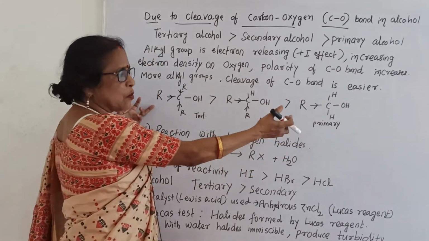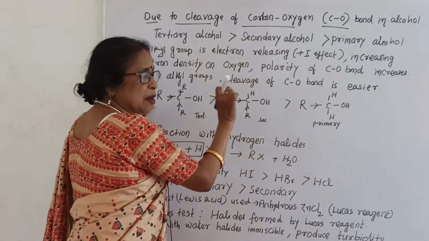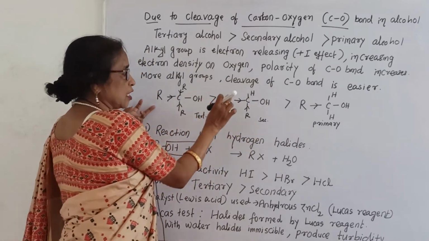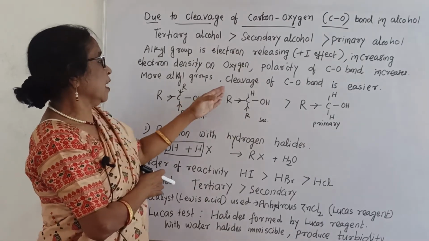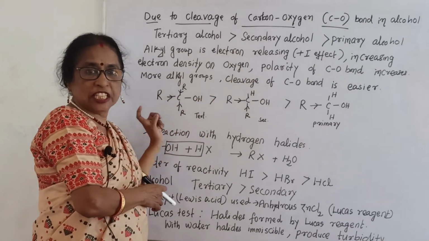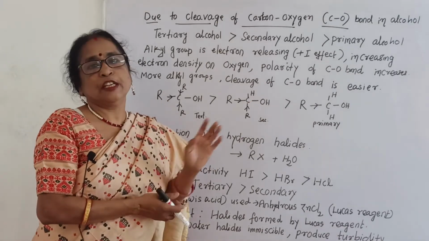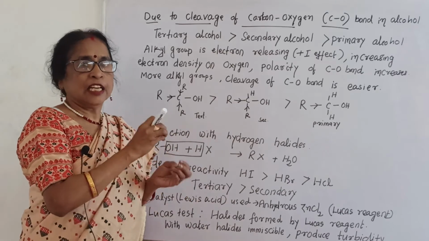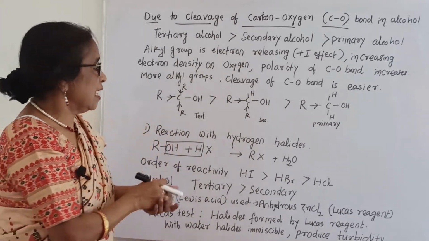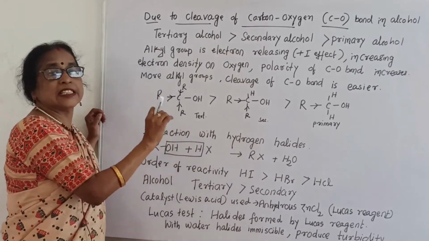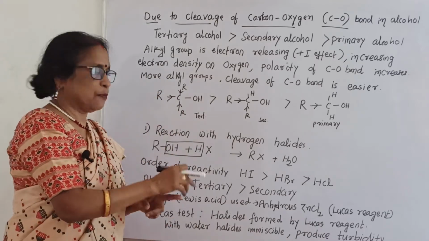You can see in primary 1 alkyl group, only 1 R, is towards carbon, in secondary 2 alkyl groups towards carbon, and here 3 alkyl groups towards carbon. That is why the cleavage of the carbon-oxygen bond is easier in tertiary, then secondary, then primary. Now in the reactions which involve CO bond cleavage, tertiary alcohol is more reactive than secondary, then primary.